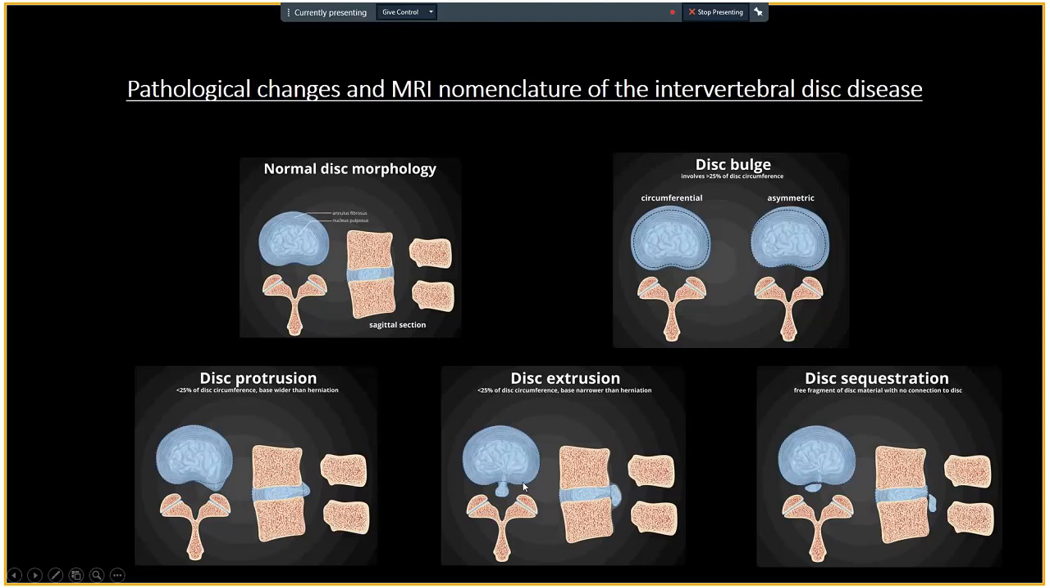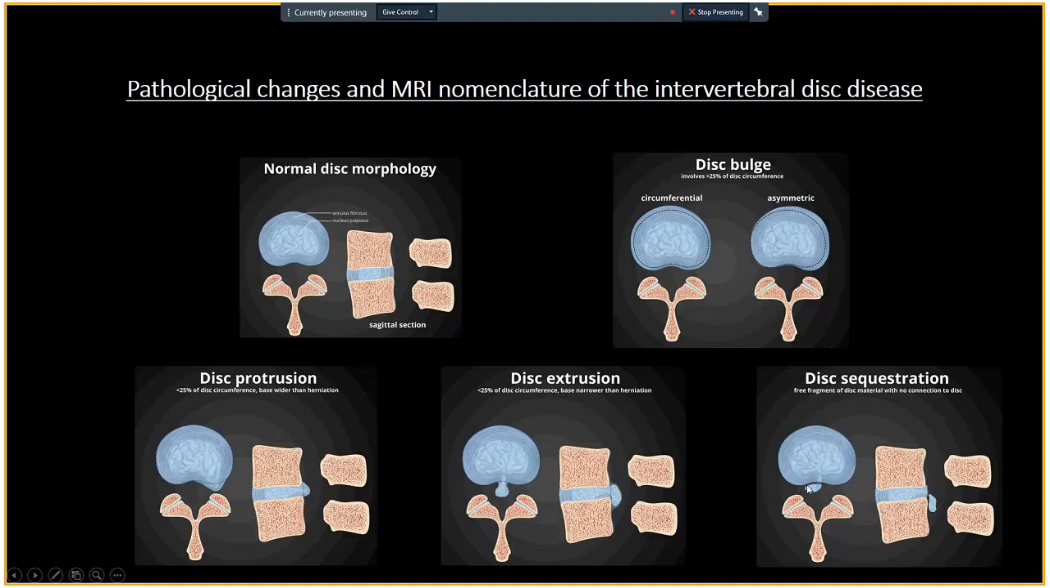Now, extrusion of the disc will occur when the actual nucleus pulposus completely escapes beyond the confines of the annulus, and this process is almost like squeezing toothpaste out of the container, and then you cannot push it back. So in this case, the neck, or rather the base of that protrusion or herniation, is much narrower than the actual herniation itself. And on occasions, you can see that it's completely sequestered.